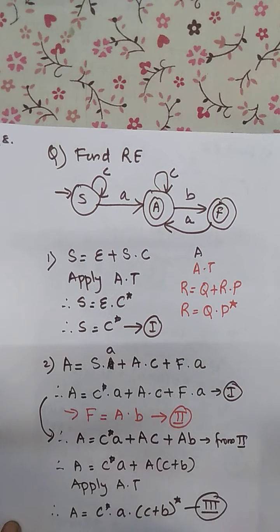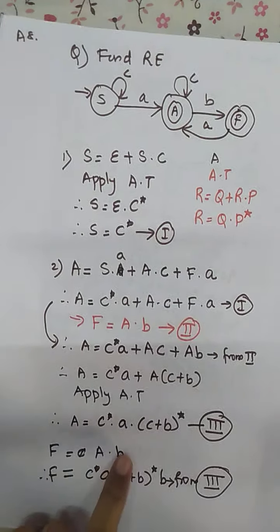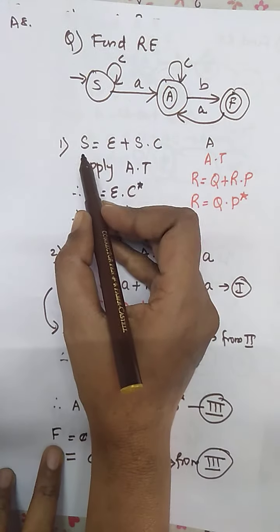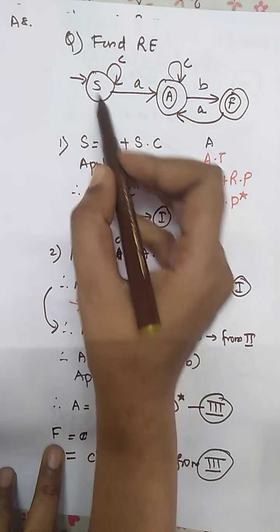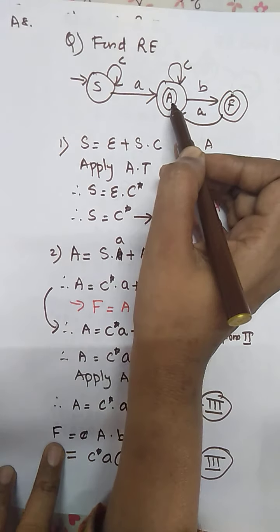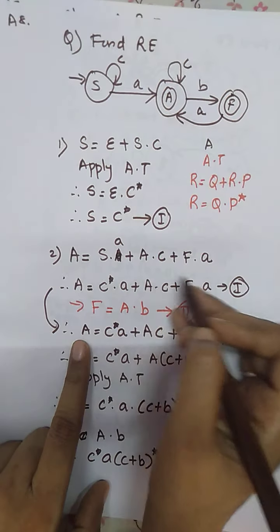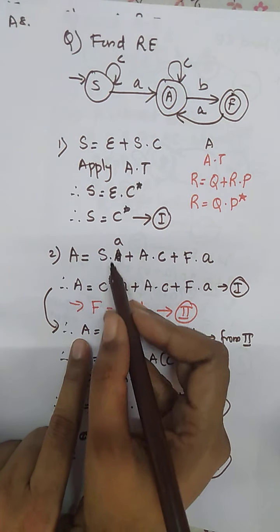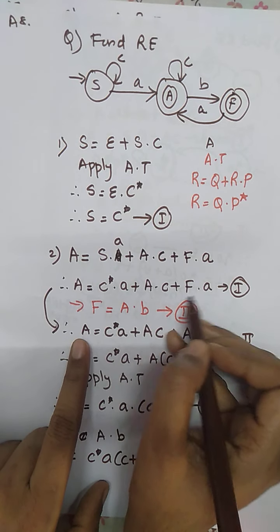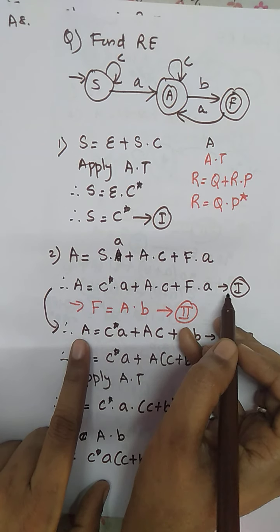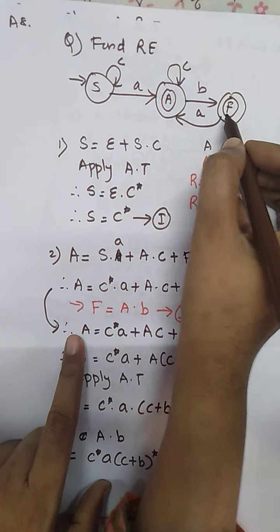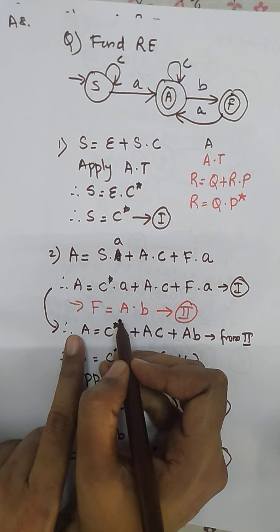The next one again. We are having the diagram. So apply S for this as epsilon. For this it is S dot c. Applying Arden's theorem, we will get this one. For this A, we are having S dot a plus A dot c plus F dot e. Now substitute the value of S under this c asterisk, and all the things are going to remain as they are. But here F is also having the value A dot b.